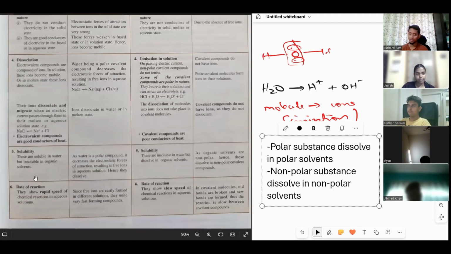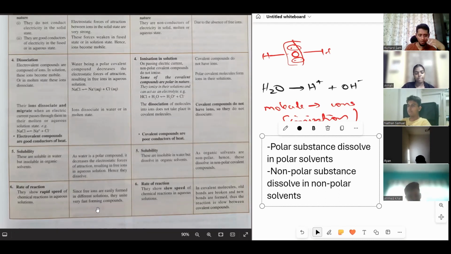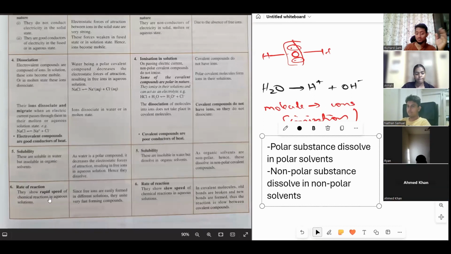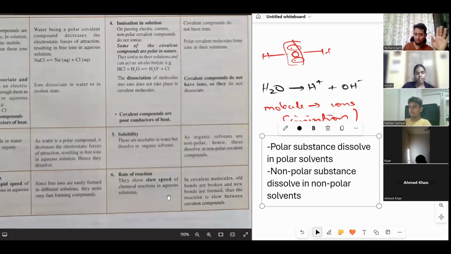Okay, the last difference over here, rate of reaction. They show rapid speed of chemical reactions in aqueous solutions. So they react very fast. Since free ions are easily formed in different solutions, they unite very fast, forming compounds. So they're all ions. Ions means positive and negative separate. So the reactions take place fast. The positive gets attracted to negative, negative gets attracted to positive. That happens fast.